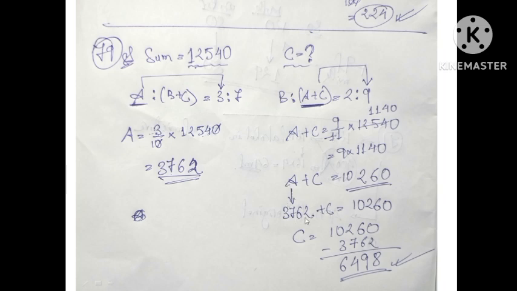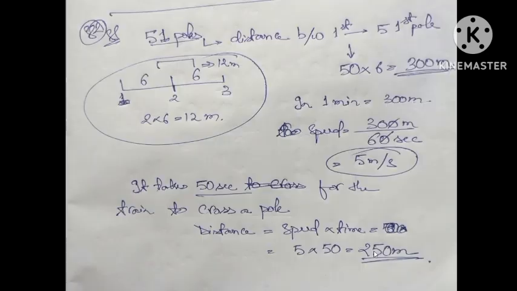In A plus C, put the value of A and you will find C. Put 3762 here, and take this 3762 to the other side, where it will become minus. You know that if you take any number to the other side, the sign will change. So 10,260 minus 3762, and the answer will be 6498. That is it for question 79.